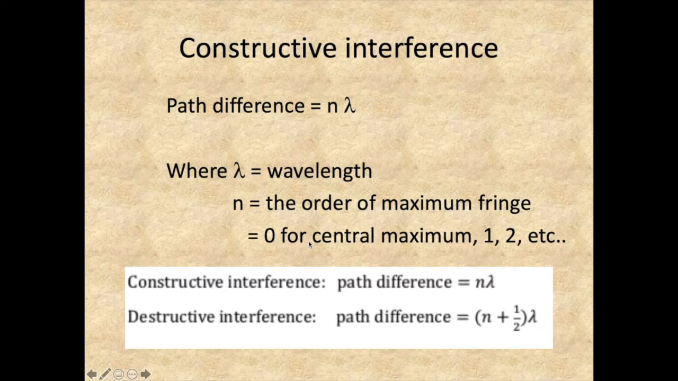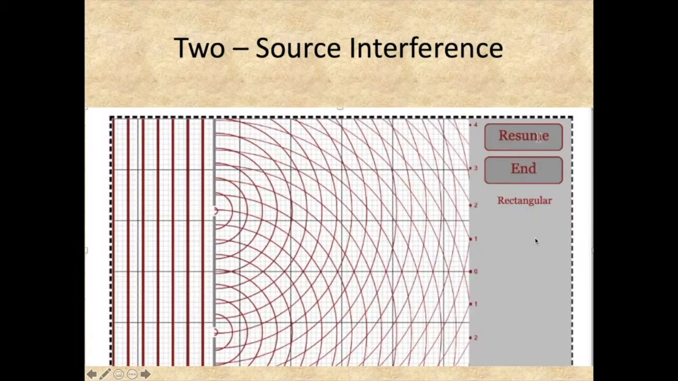0 is for the central maximum, where the path difference would be 0 because the midpoint would be equally distant from both sources because of the symmetry. So 0 lambda, 0 path difference is the central max, and the first maximum would be path difference 1 lambda, second maximum would be 2 lambda, etc. We see this given in topic 4, data booklet formulas as such.